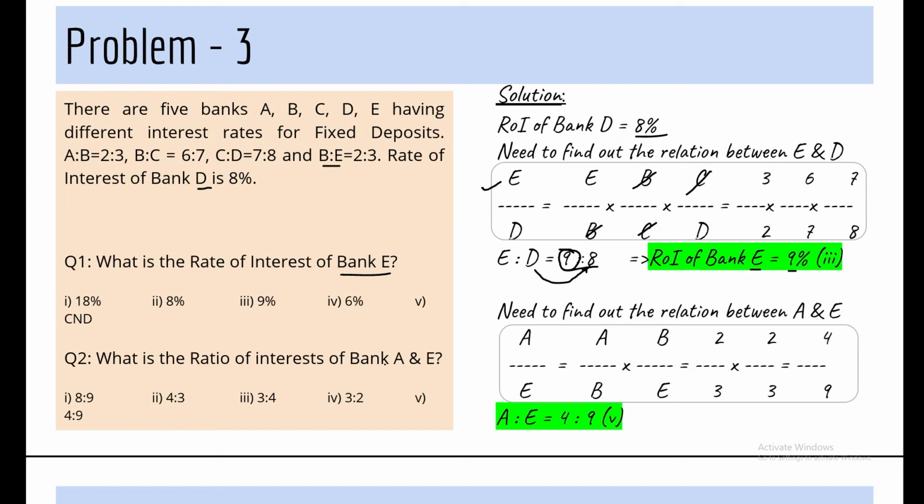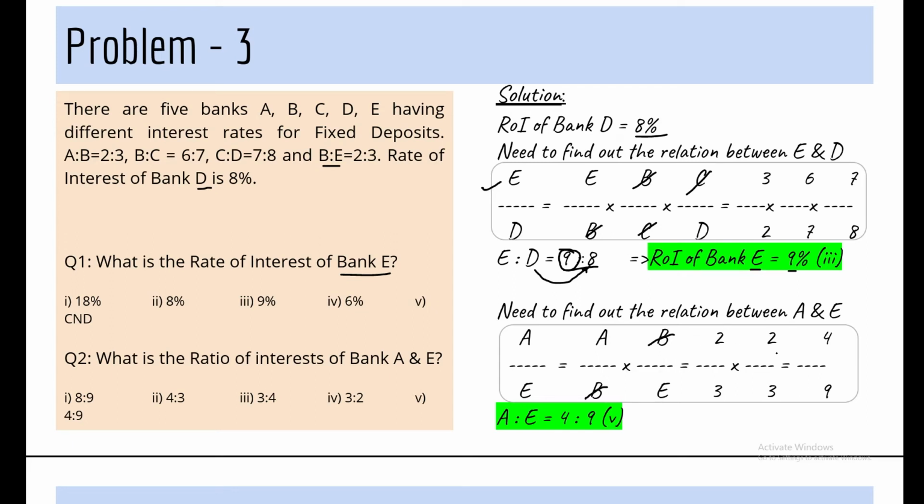Now the next question is, what is the ratio of A and E? We need to find the ratio of A and E, but we have the ratio of A is to B. Again we have the ratio of B is to E. So we are just using these two. If we multiply, B will be cancelled out and we will get the ratio of A is to E.